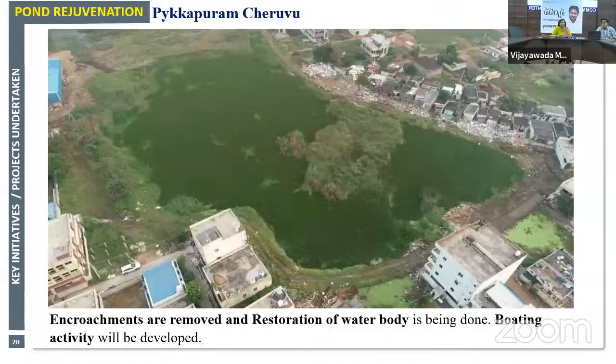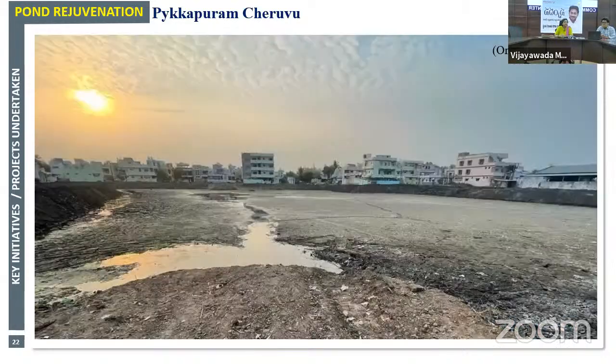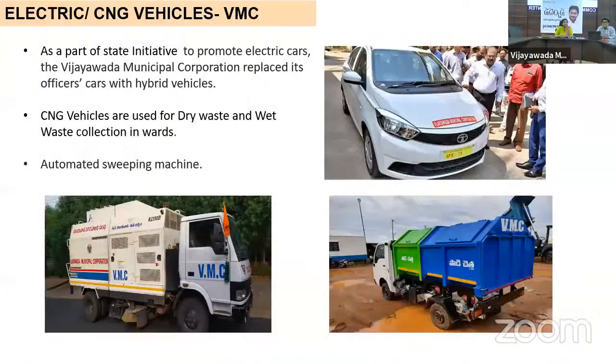This is what was earlier called Paikapuram Cheru. It used to be entirely clogged with algae. Now we have taken up the rejuvenation of this park, and these are the projected shots of this Paikapuram Cheru, which is in a canal. So these are a few photographs of the VMC practices. We engage only electric cars for our entire staff, and even our garbage vehicles, the solid waste management vans, run on CNG only.